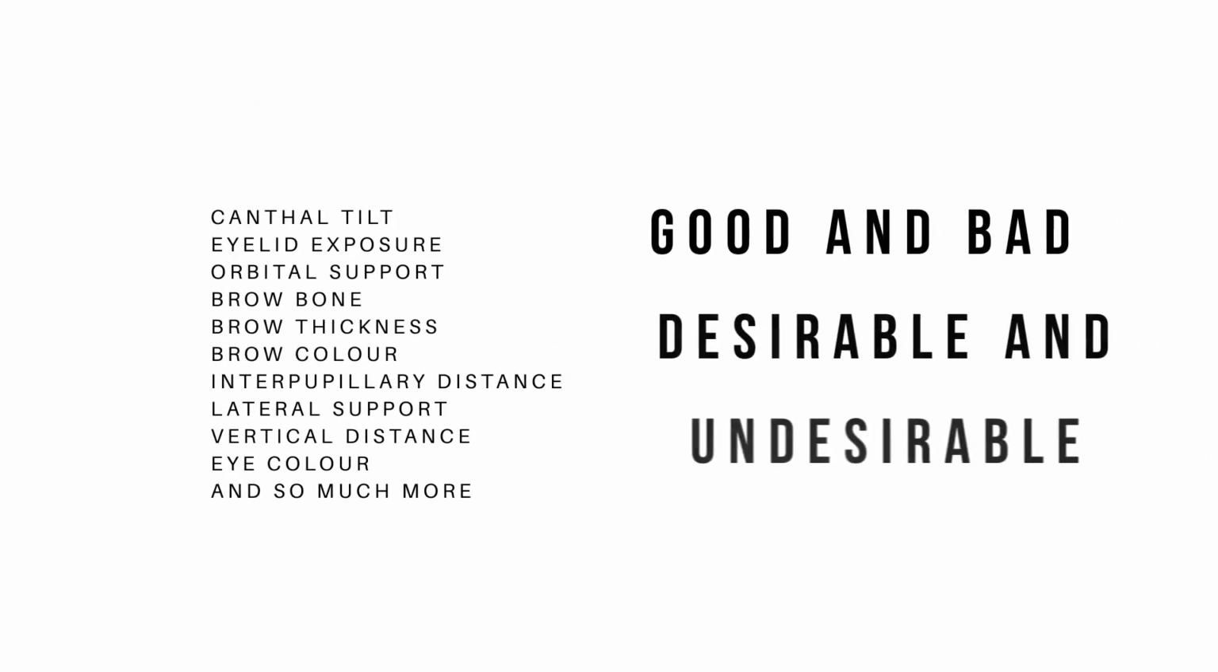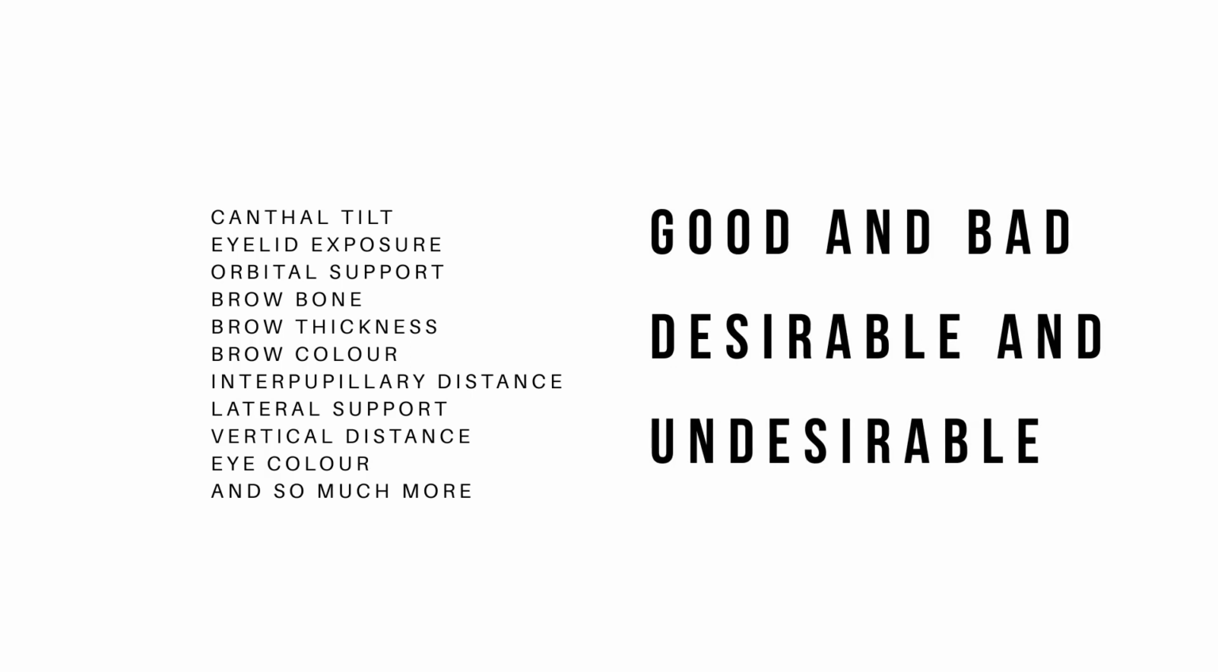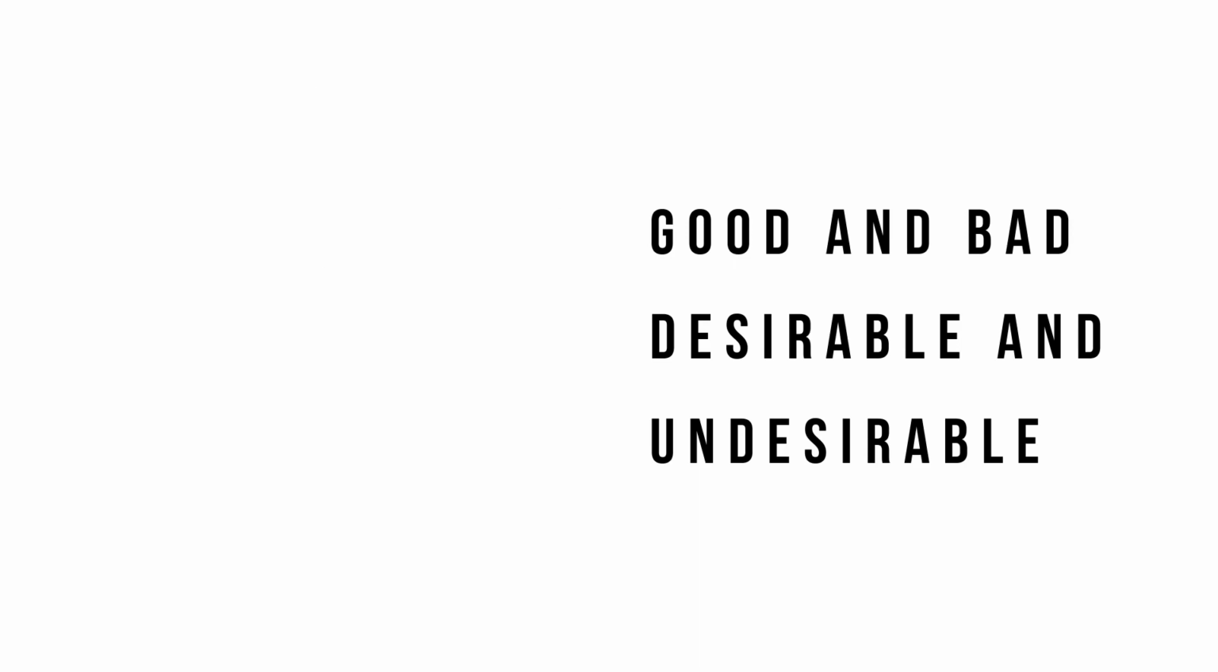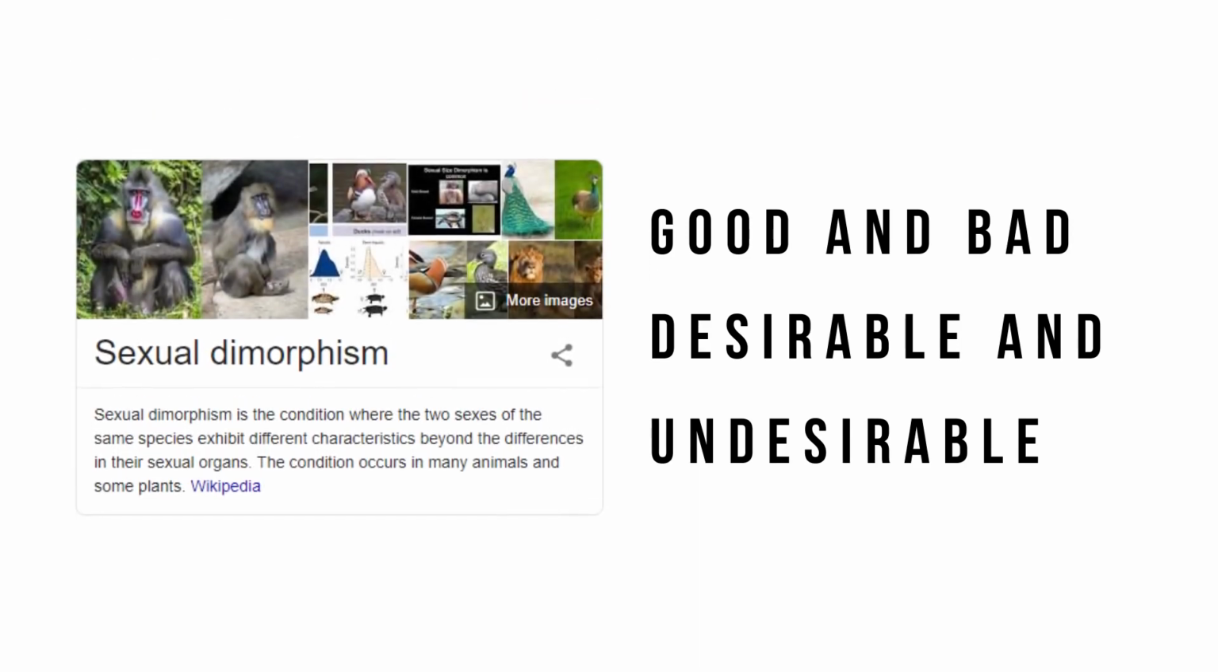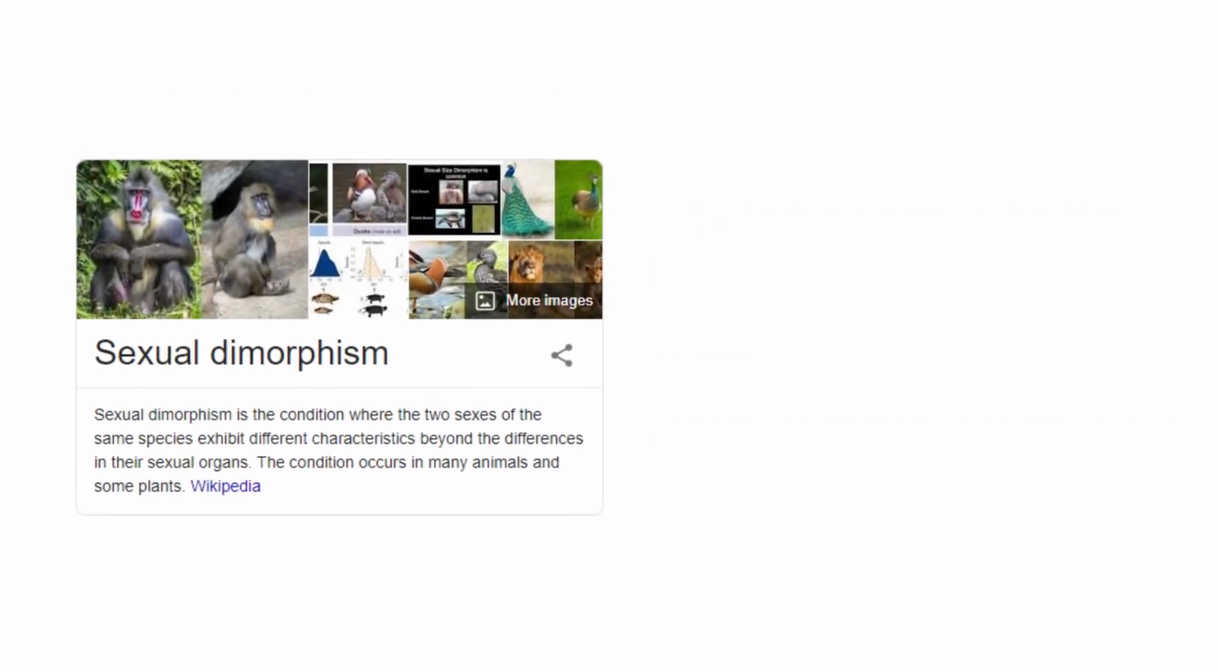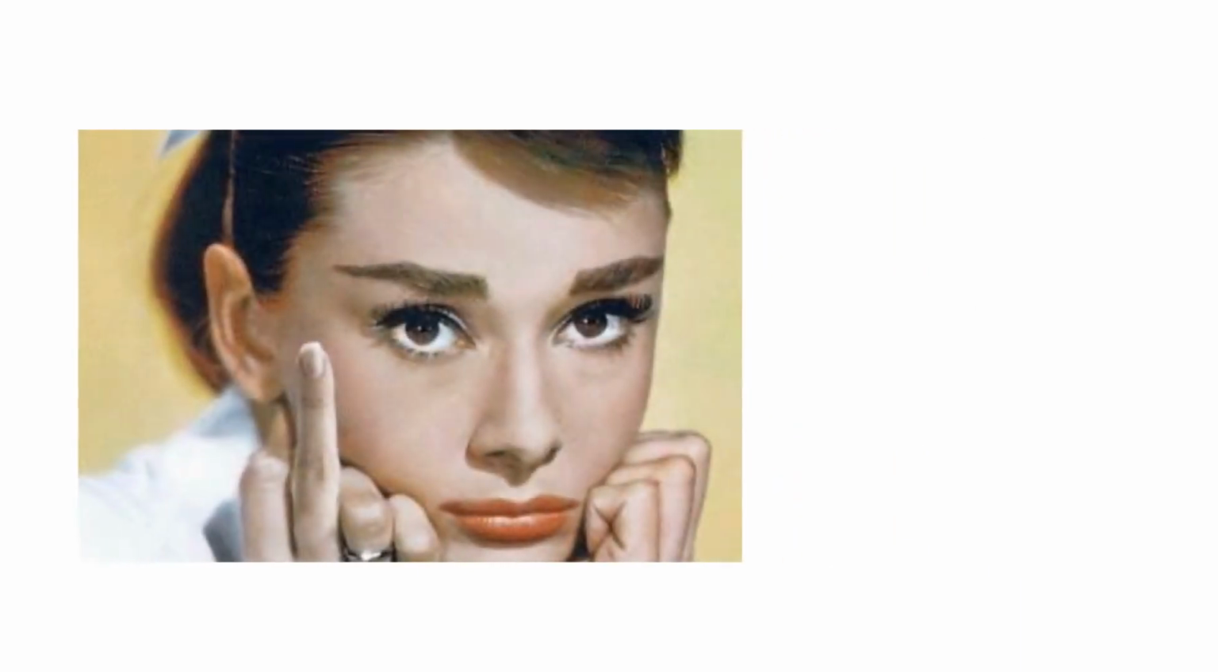Now that I've covered all of these features that make up the eye region, I want to emphasize that not all of these can be split into good and bad, desirable and undesirable. Between men and women, certain features are considered masculine and feminine and favor one gender over the other. This is called sexual dimorphism. For instance, more rounded eyes indicate youthfulness and are more desirable on women than men.